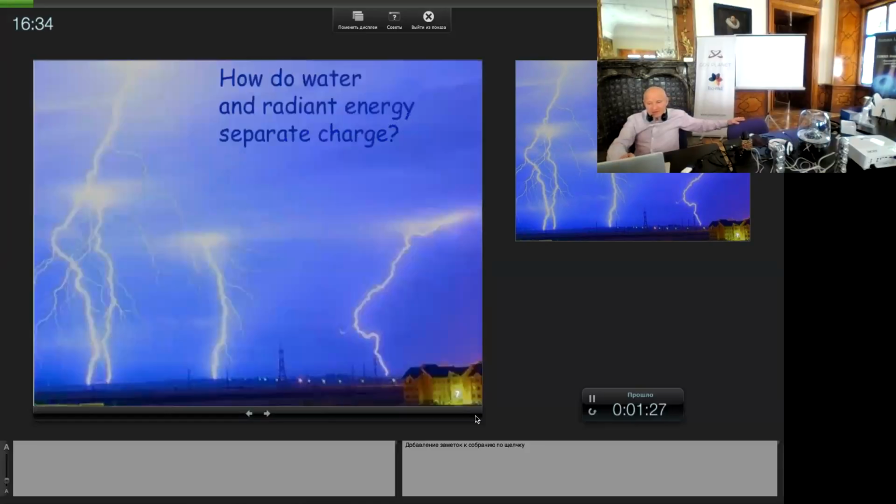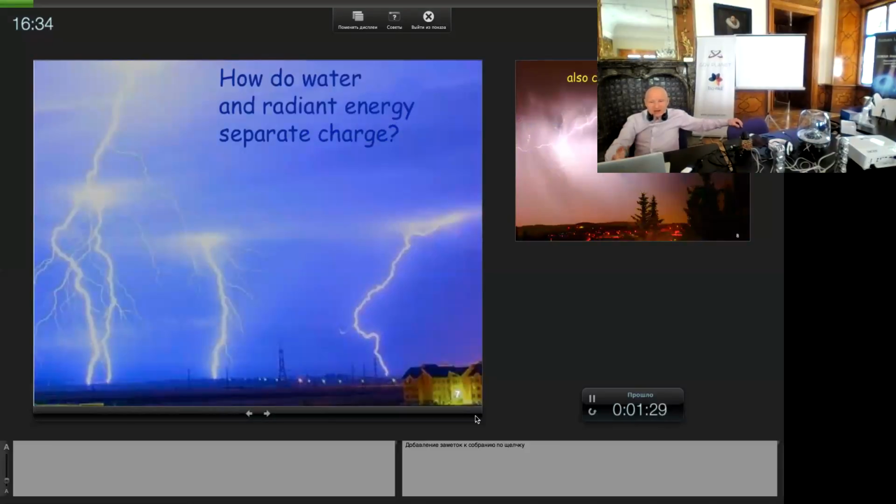Another very interesting question: how do water and radiant energy separate charge? Because we know that we have very strong lightning. Every lightning is huge energy, tremendous energy. It's billions of amperes of current. It means it's a huge charge separation between the earth and the cloud.